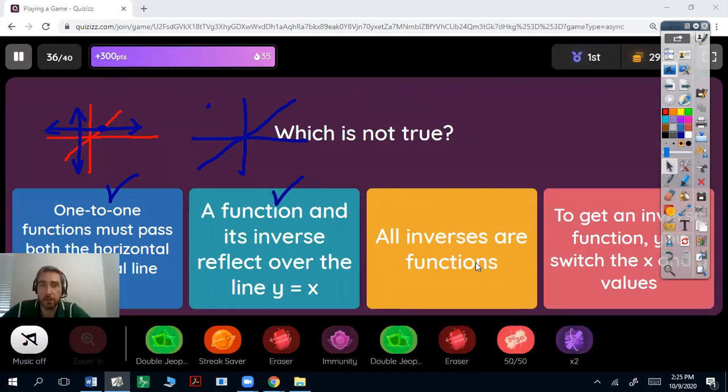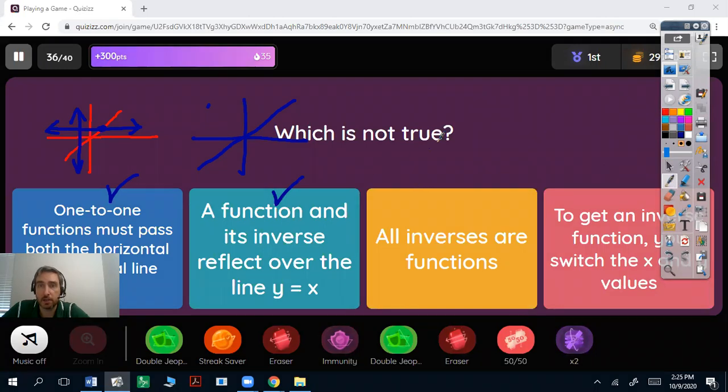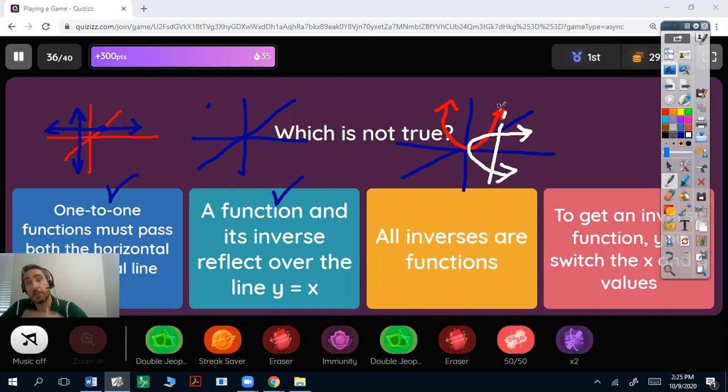All inverses are functions. Well, that's not necessarily true, because if you did a reflection over y equals x, and let's say you have a parabola. So let's say I have this parabola here. Now that's a function, but its inverse would look like this. And that fails the vertical line test. So that's not a function there. So that means that this parabola is not one-to-one because you can't put a horizontal line through it, because when you do the inverse, that horizontal line becomes a vertical line. So not all inverses are functions.